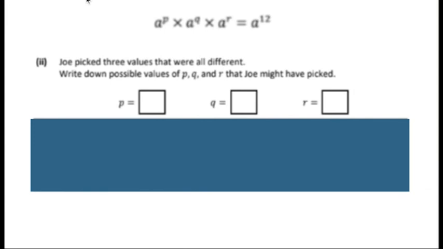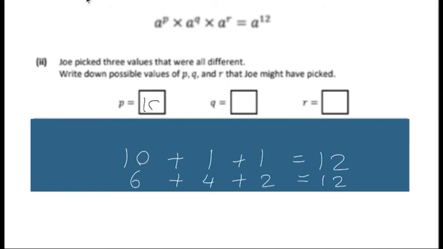So let's go with 10 plus 1 plus 1 is equal to 12. We could choose any other combination, 6 plus 4 plus 2 is equal to 12 and so forth. So let's go with the 10 and the 1, keep it simple. So p is equal to 10, q is equal to 1 and r is equal to 1.